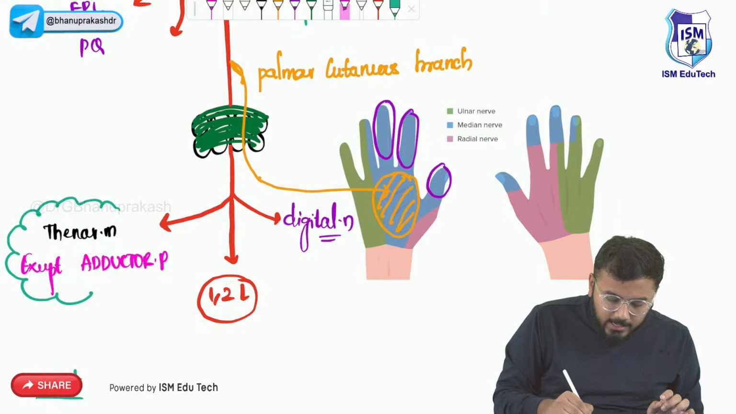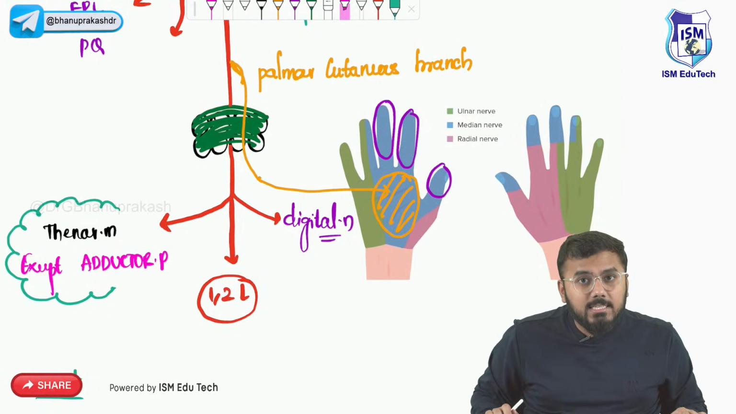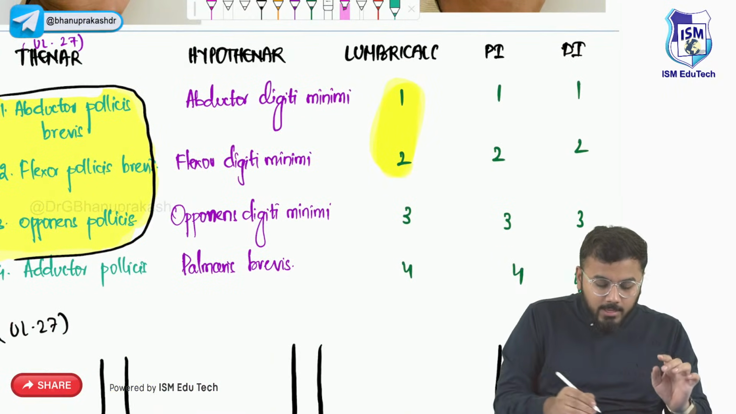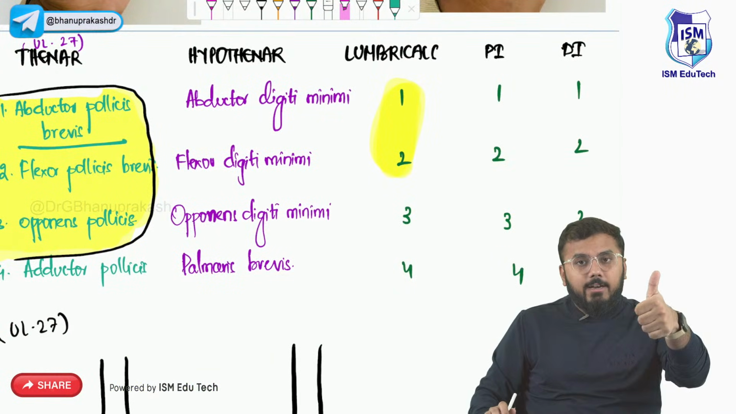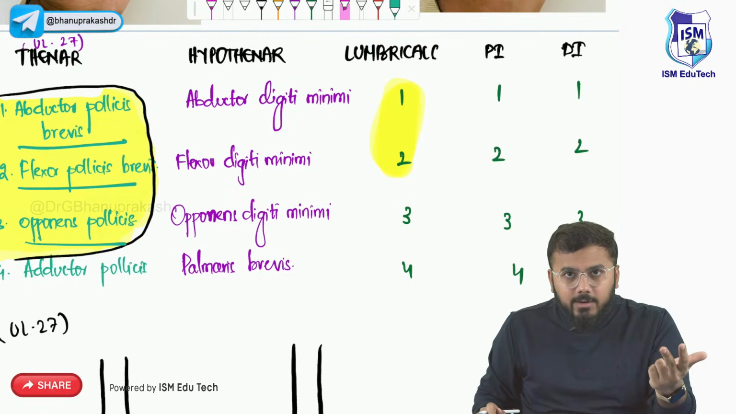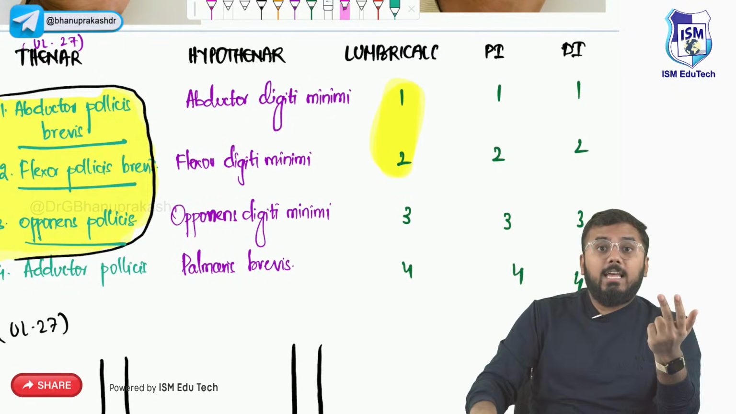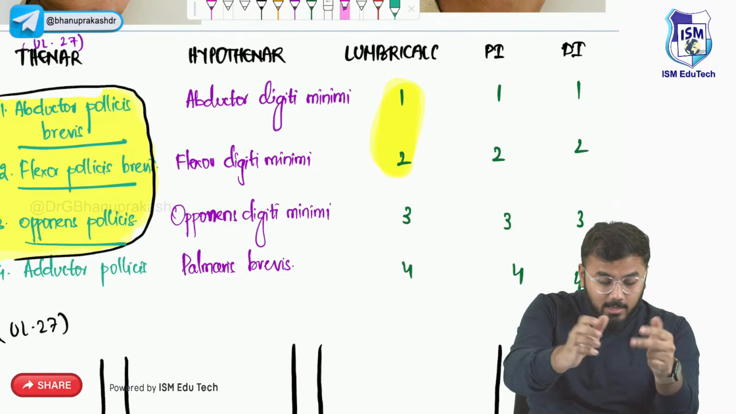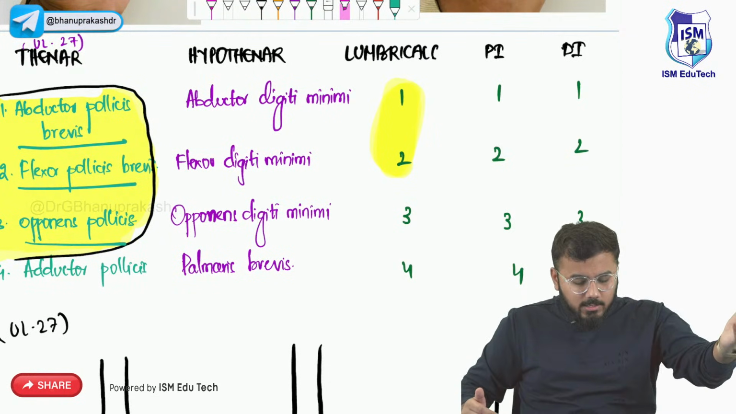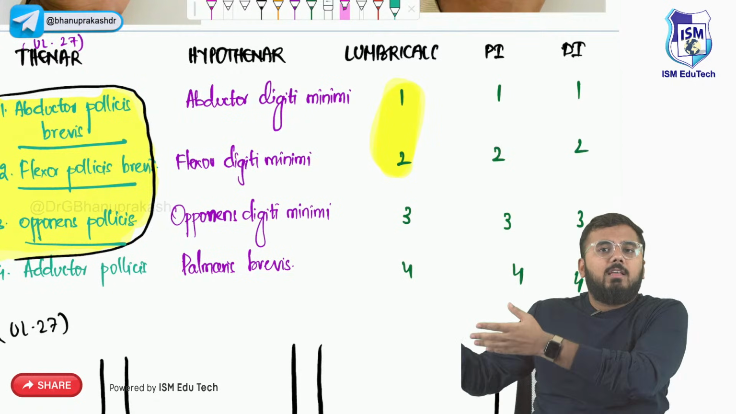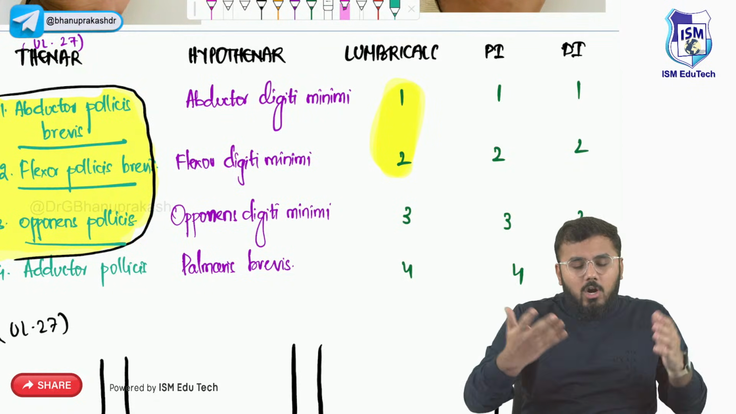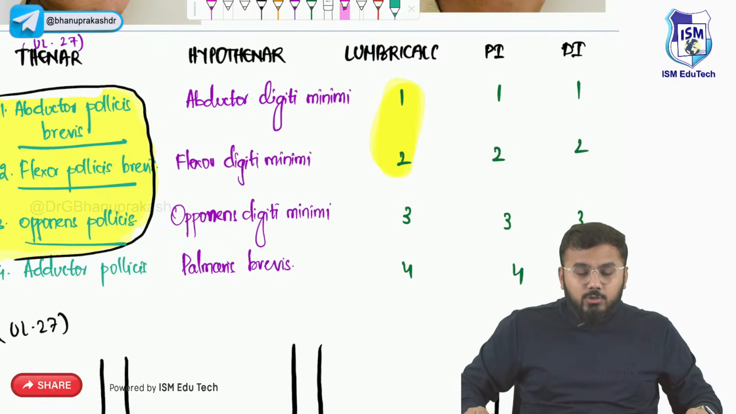Thenar muscles are affected. So when thenar muscles are affected, look here guys, abductor pollicis brevis is affected, flexor pollicis brevis is affected, opponens pollicis is affected. But out of these three, the important muscle is opponens pollicis. Why? Because abductor pollicis brevis has got a longus, its brother. Flexor pollicis brevis has its own brother, longus. But opponens pollicis is a single muscle. It has not got any brothers or sisters. So it is a single muscle.